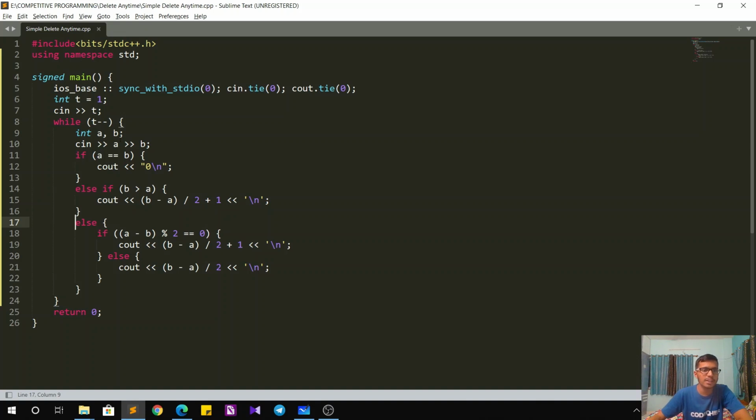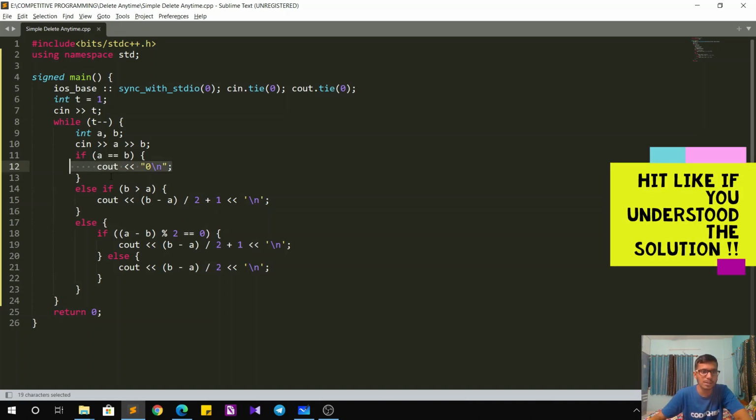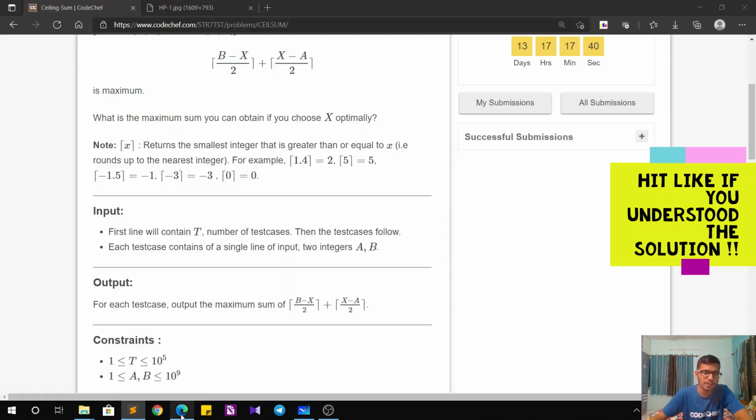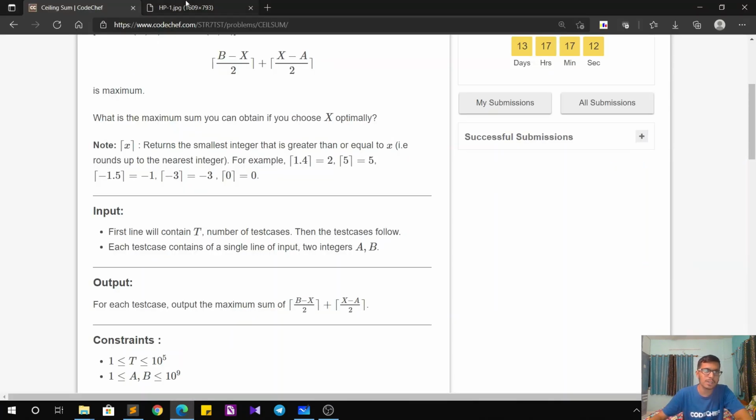It is just: take the input. If a is equal to b, then we output 0 as our answer. If b is greater than a, the answer is always (b minus a) by 2 plus 1. Or else, if a is greater than b, then there are again two cases. First, if a minus b is even, then again (b minus a) by 2 plus 1 is the answer. Or else, the answer is (b minus a) by 2. So this completes the solution in C++.